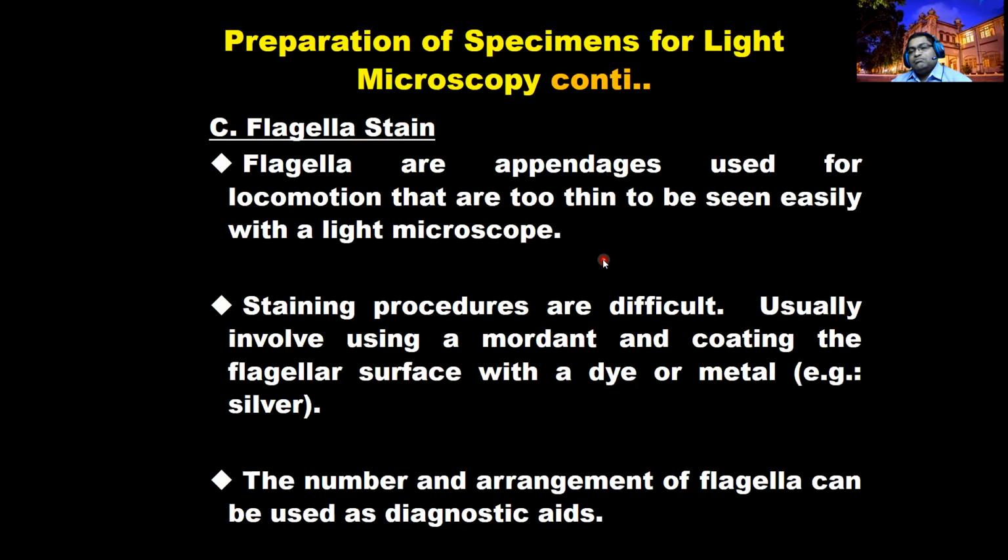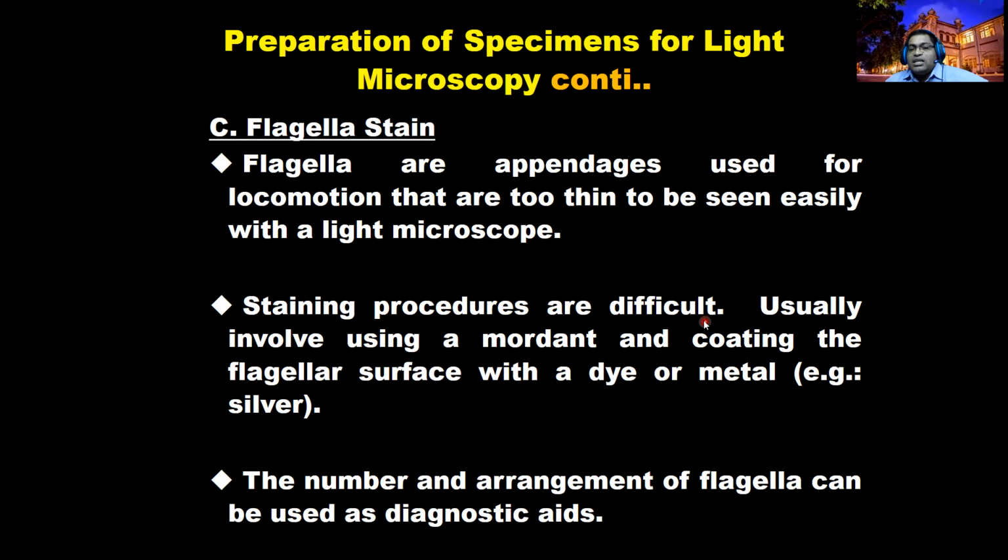And the flagella stain. Different types of bacteria have a different number of flagella, different shapes, different sizes of flagella, and the presence of the flagella on one side, the other side, or polar. If you want to determine this, you can use a flagella stain. Flagella are appendages used for locomotion that are too thin to see easily with a light microscope. It is very difficult to see with a light microscope. Therefore, if you stain it, you can observe it.